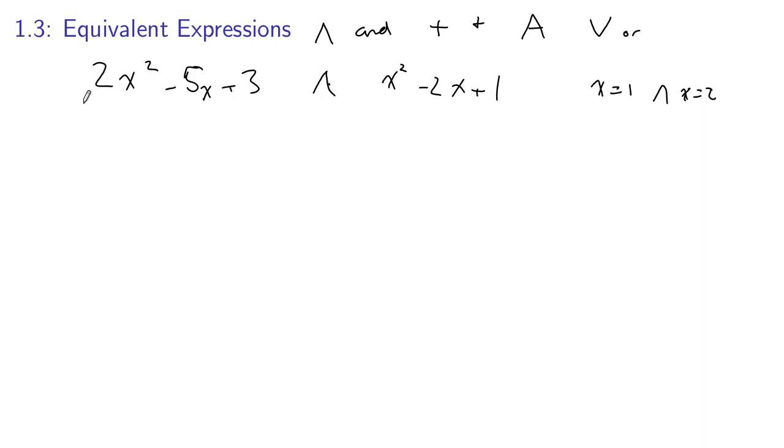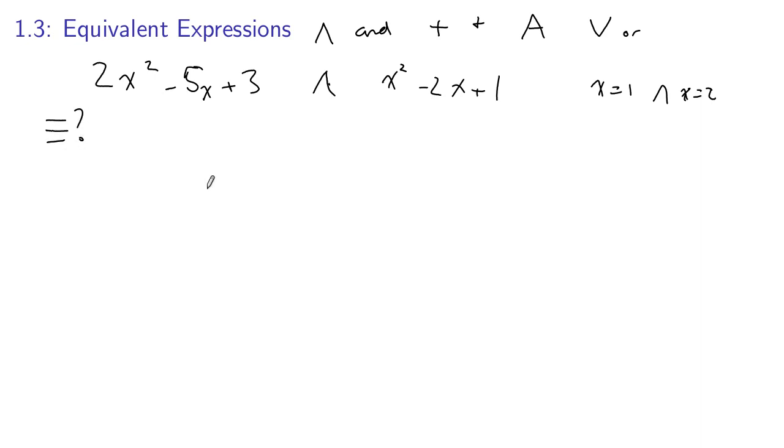Just another aside, this is the logical symbol for or. Looks like a V. Okay, so 2x squared minus 5x plus 3 and x squared minus 2x plus 1 have the same values when x is 1 and when x is 2. Okay, so there's two examples of them being the same. Does that make them equivalent? So the question is, are they equivalent?